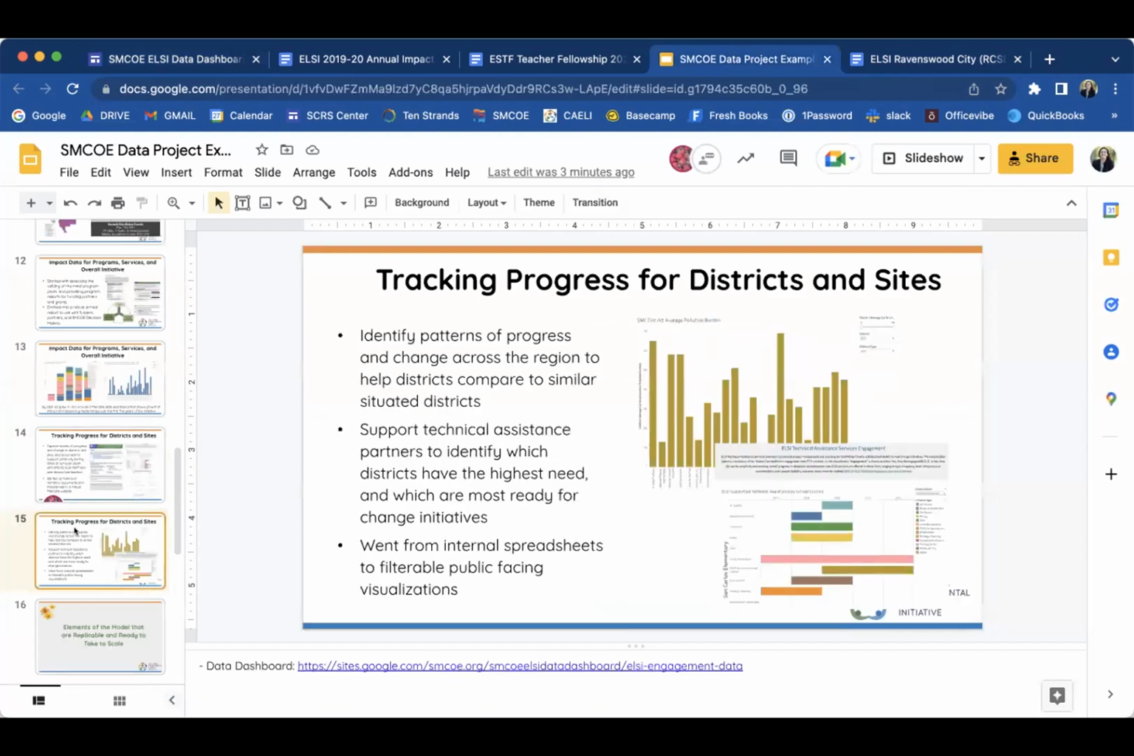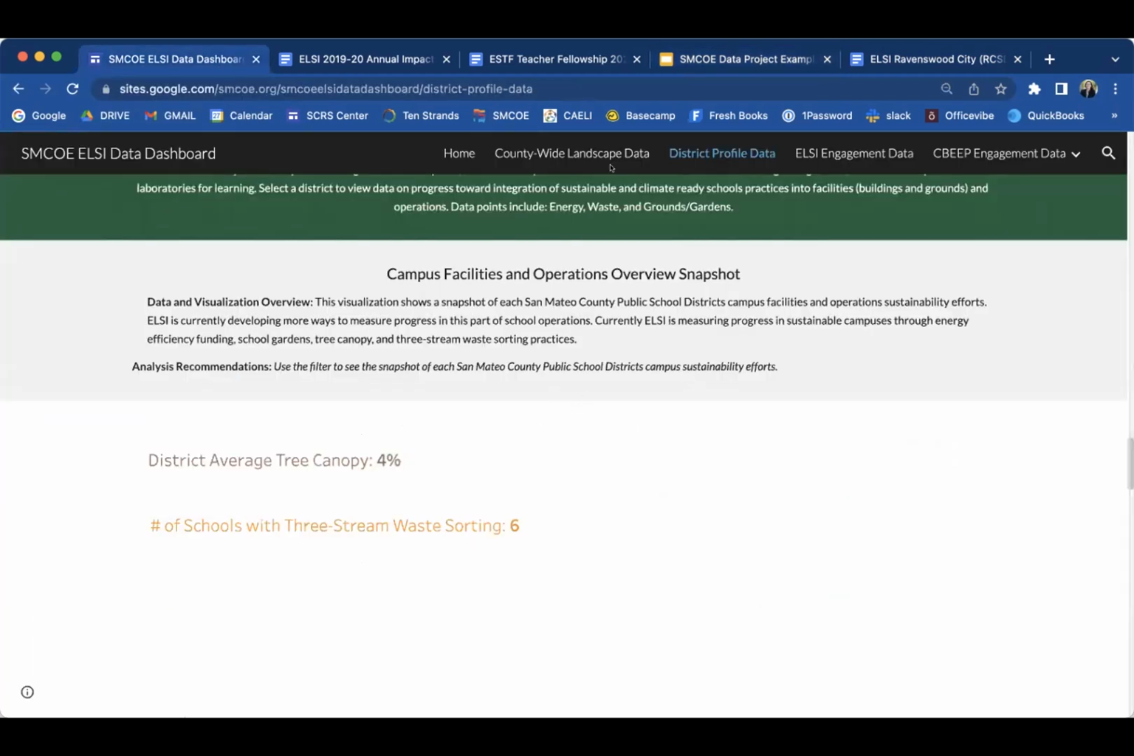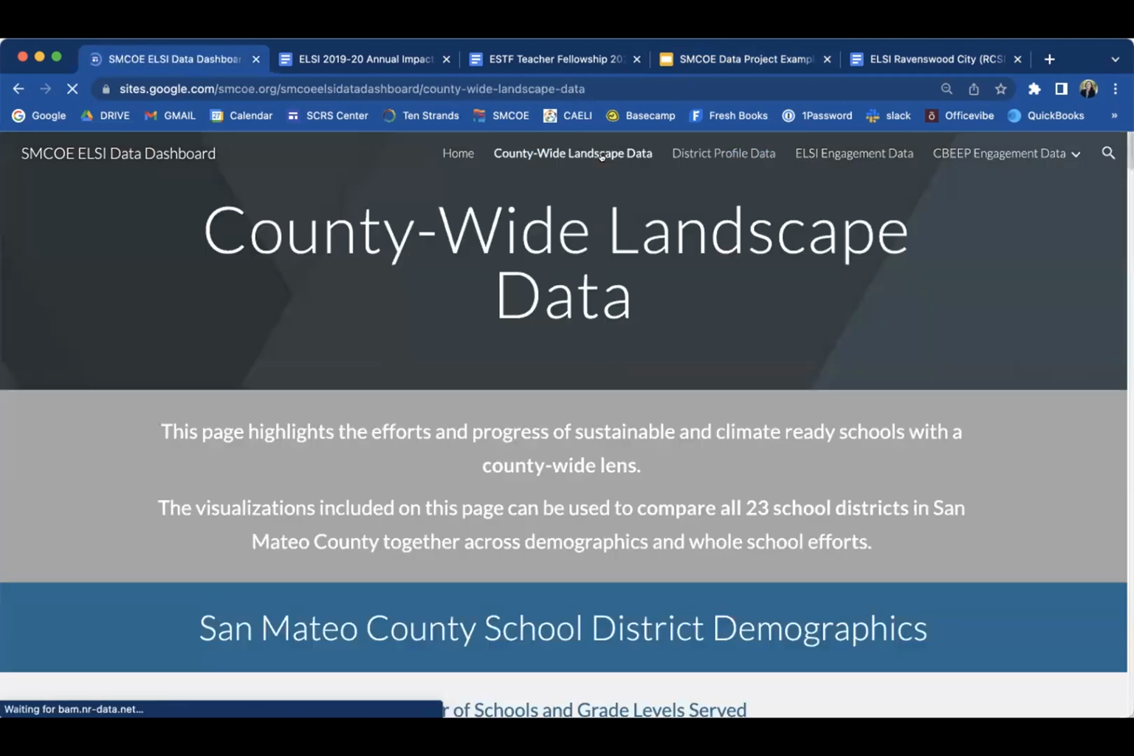And then the last thing I want to share is, people were not just interested in what is happening in one single district, but what are the patterns of progress and change across the entire region? So that was mostly for technical assistance partners who wanted to see how many districts have gardens or how many districts are doing waste efforts. And then they could look for those gaps and figure out who needs to be served. So that went from us doing this with very internal spreadsheets to again having this public facing dashboard with visualizations. And that's on the countywide landscape data.